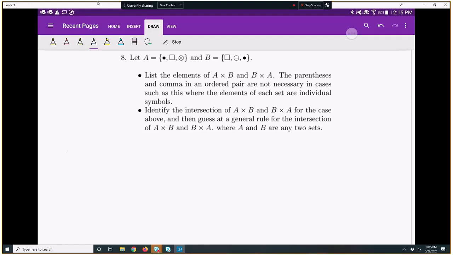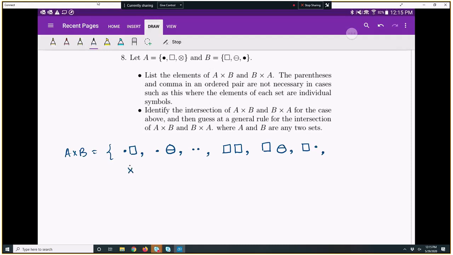A cross B, and that's going to be equal to the set of dot square, comma, dot circle with a line through the middle, comma, dot dot, then square, square, square, circle with line through the middle, and square dot. So you can see instead of using the parentheses and the commas for the ordered pair, I've just dropped them because it's clear that the first element is coming from A and the second element is coming from B.